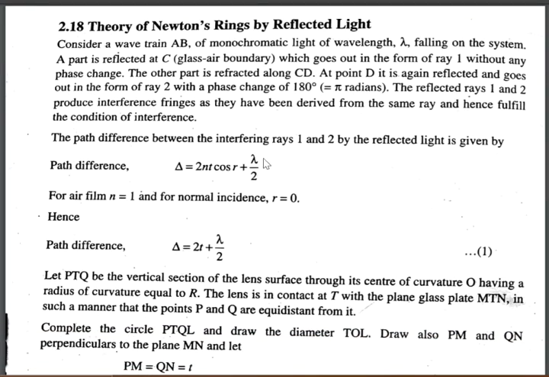The path difference between the interfering rays 1 and 2 by the reflected light is given by delta equal to 2nt cos r plus lambda by 2. This is an expression we are using from our previous discussions. 2nt cos r plus lambda by 2 is the net path difference between the rays 1 and 2.